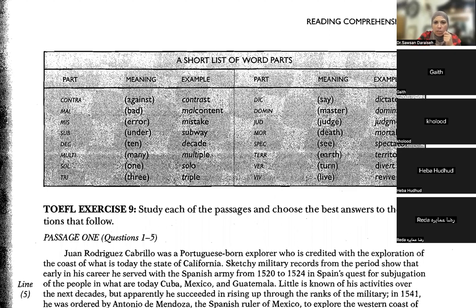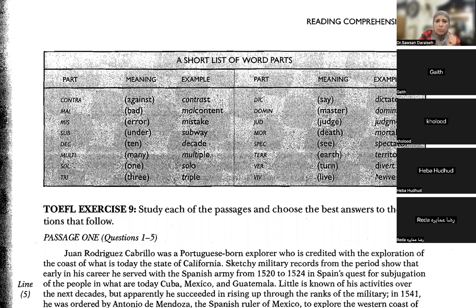Divert. Divert means to turn. Okay. That's what it means, to divert. I walked and walked straight forward. Then suddenly, I got very tired and I diverted. Diverted means turn, to turn, not to continue and move straight forward.